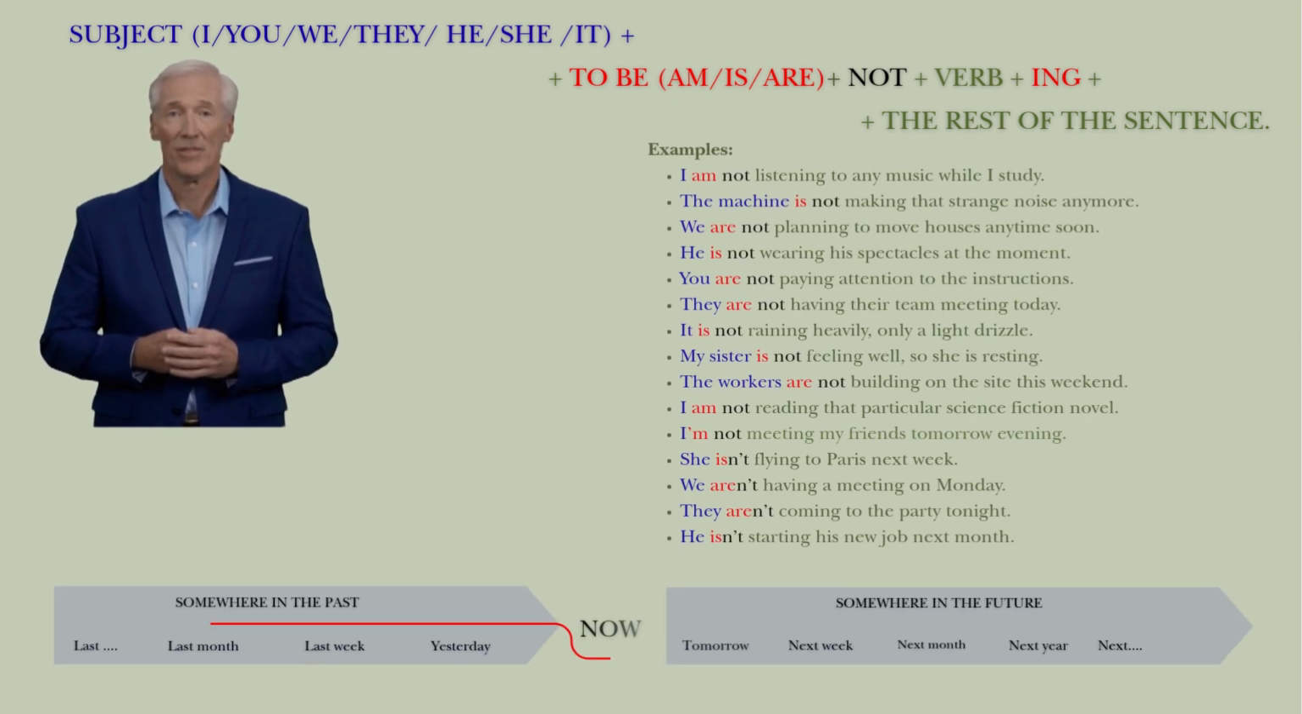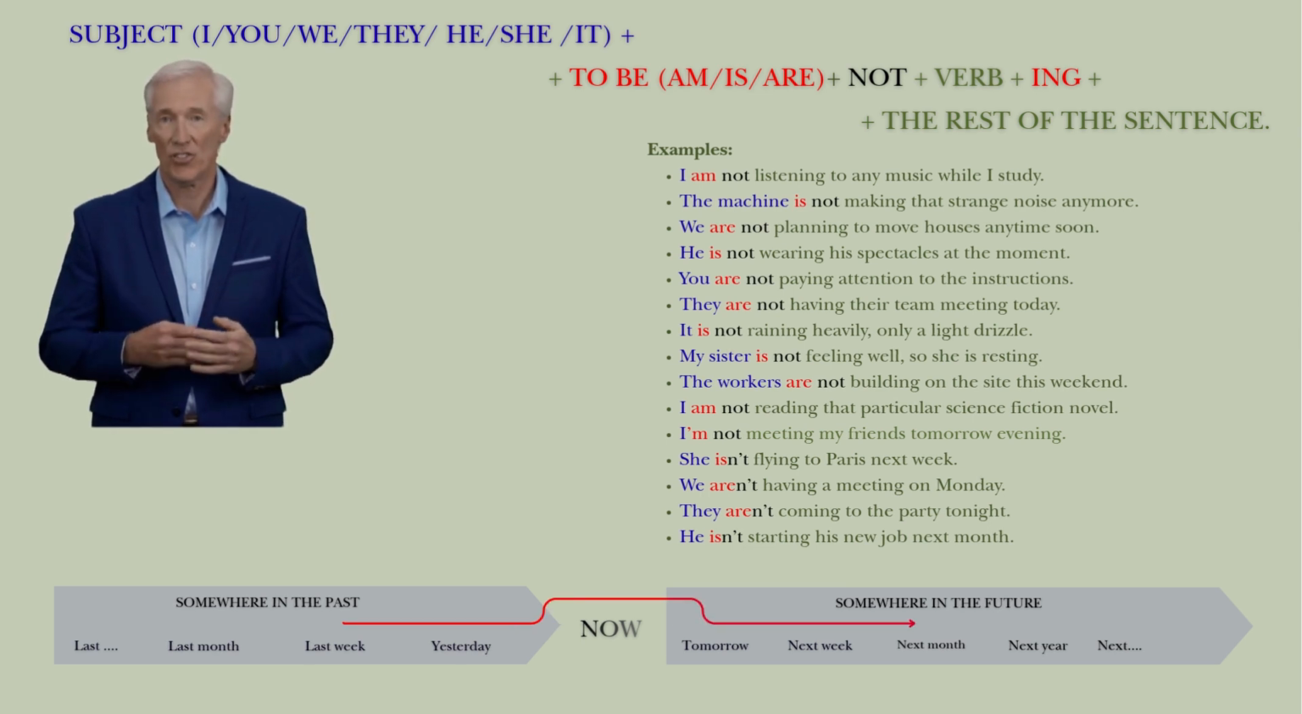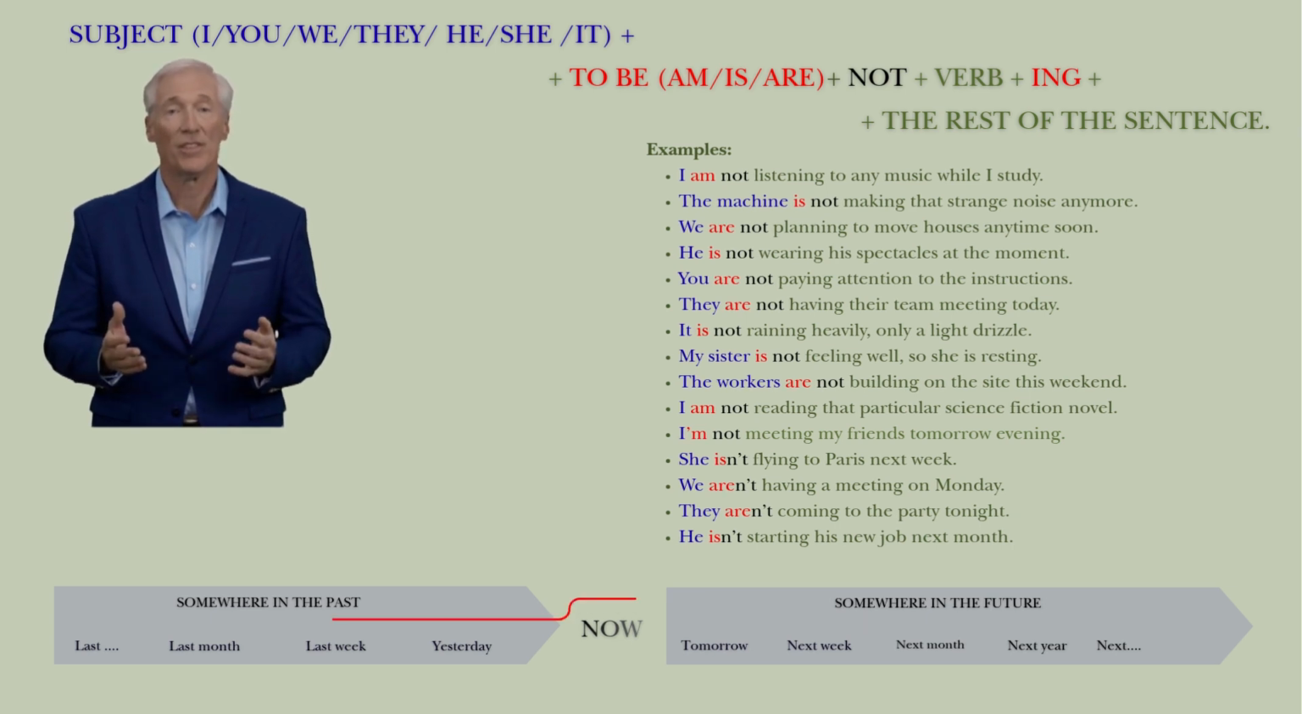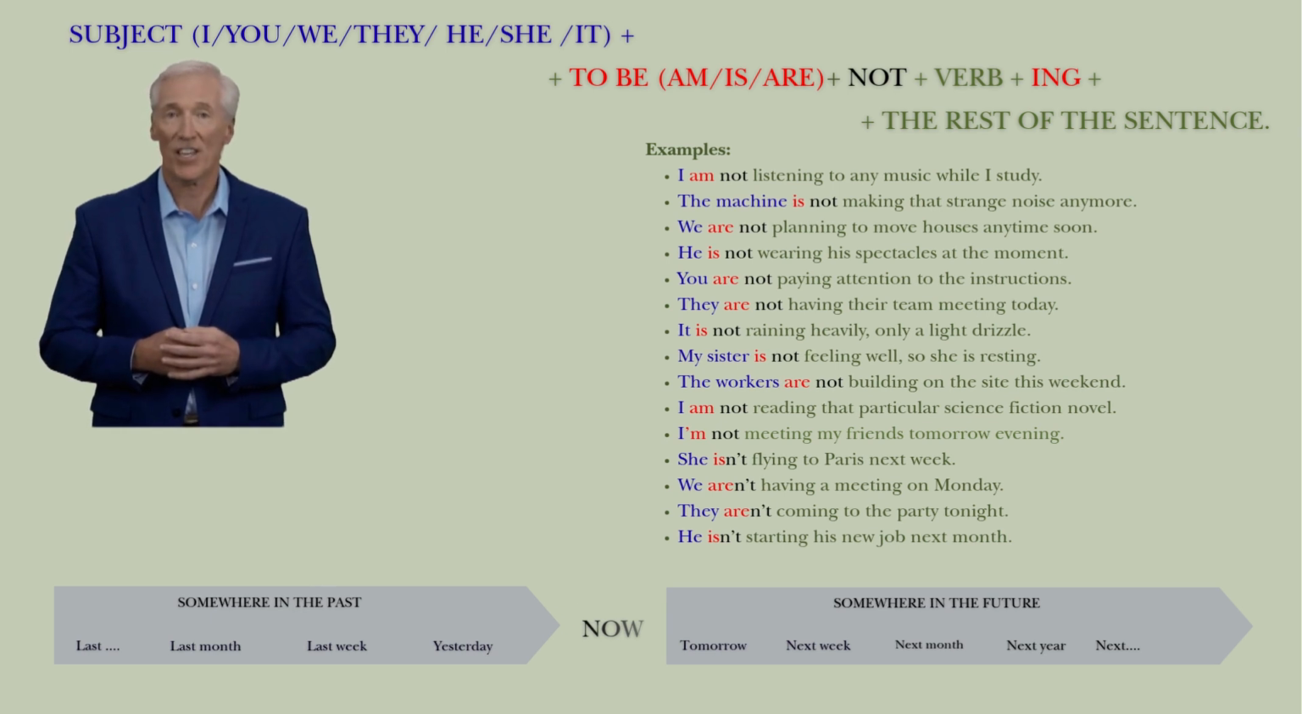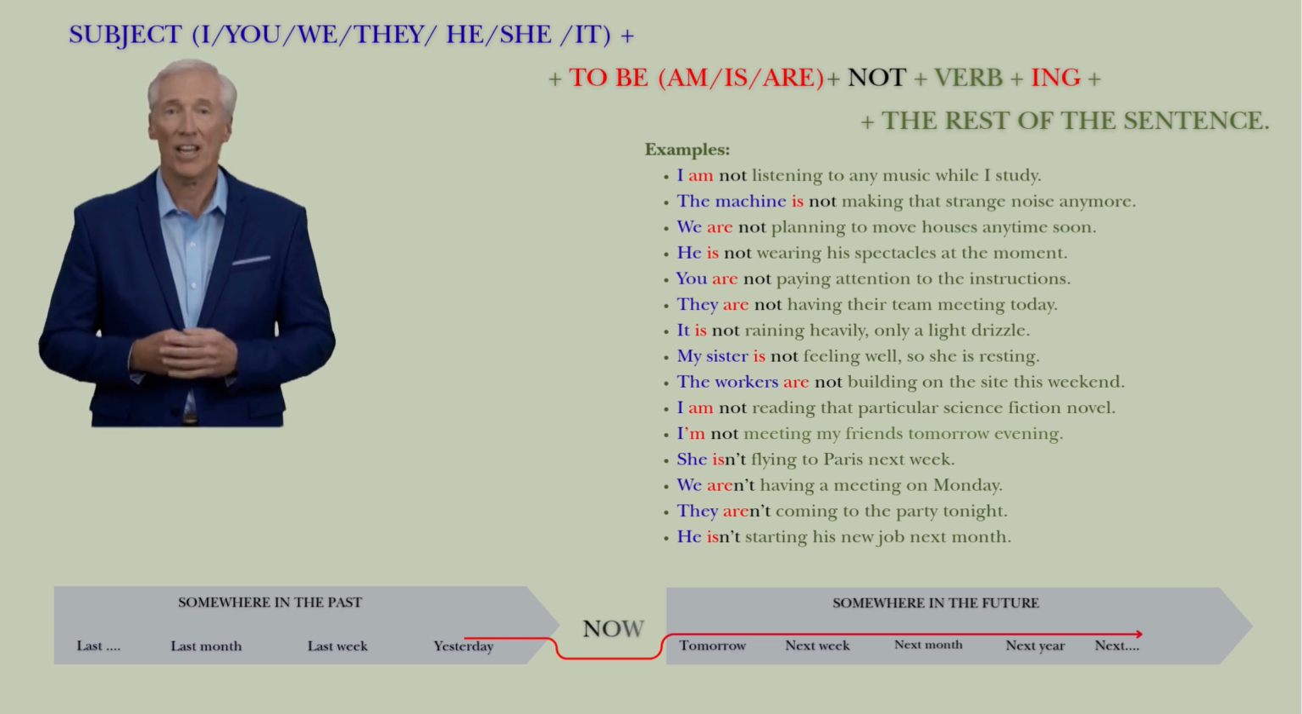Examples. I am not listening to any music while I study. The machine is not making that strange noise anymore. We are not planning to move houses anytime soon. He is not wearing his spectacles at the moment. You are not paying attention to the instructions. They are not having their team meeting today.